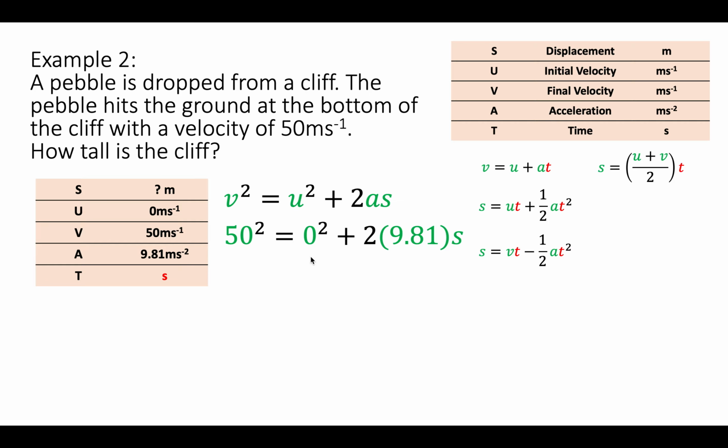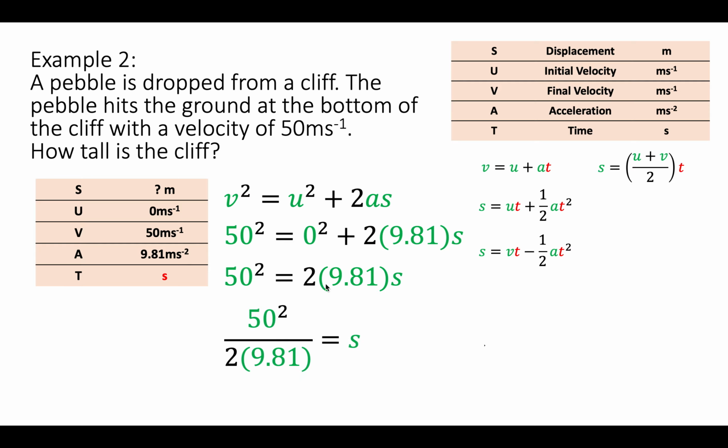V is 50, U is 0, A is 9.81. The 0 squared disappears, and I can divide now by 2 times 9.81, because there's a times by 2 times 9.81. I type this into my calculator, and I get 127.4 meters, and that is the final answer. Okay, again, don't forget the units for m.